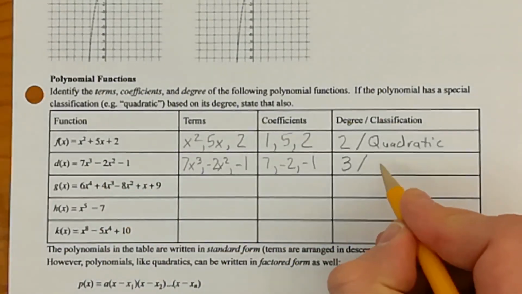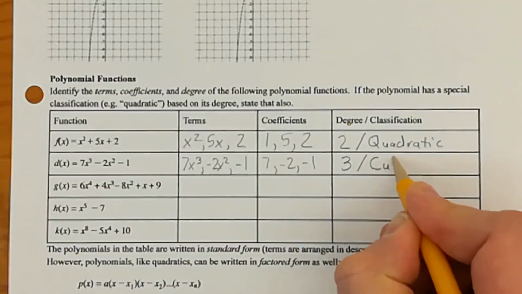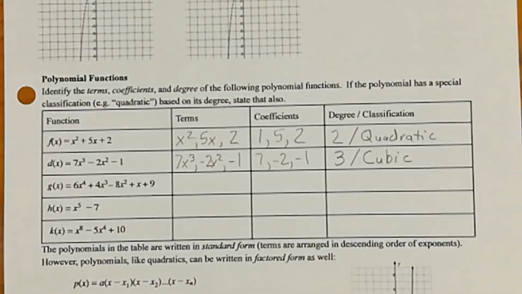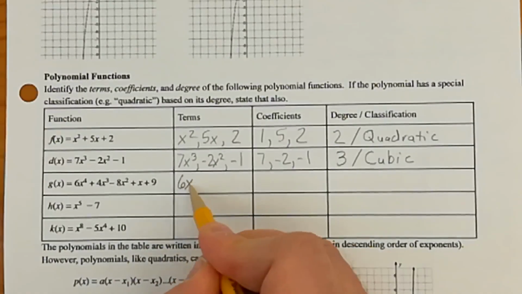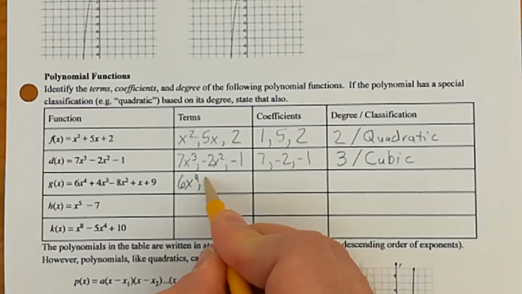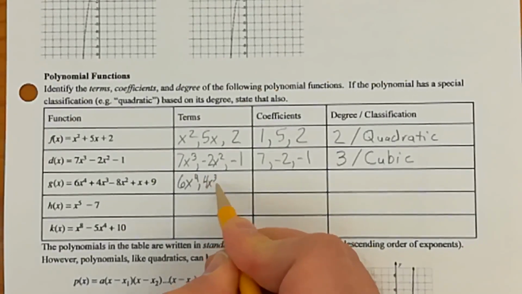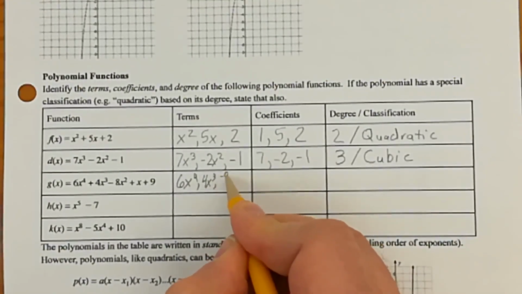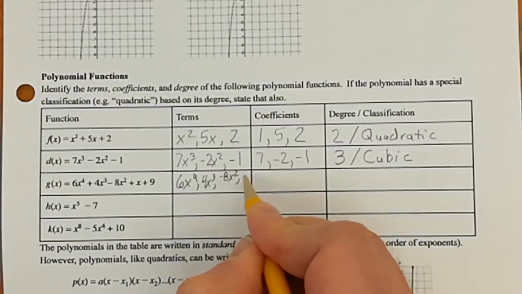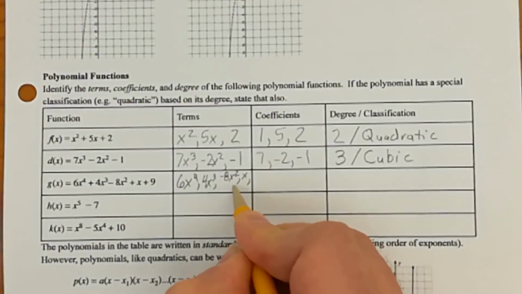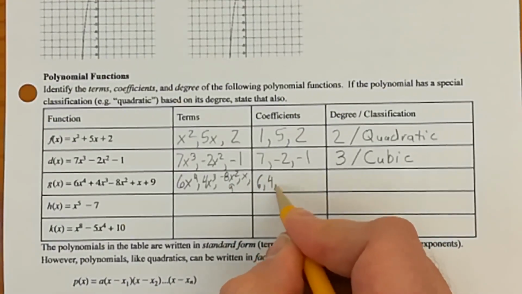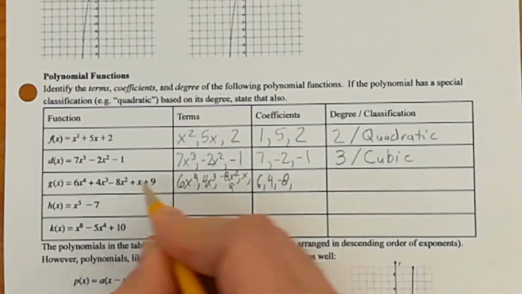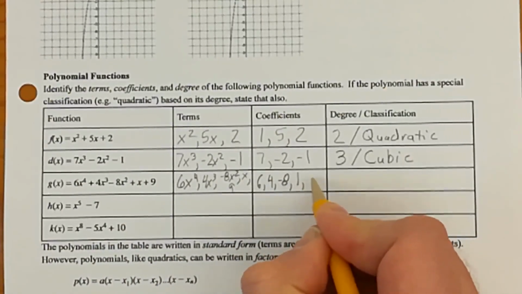This one has a special name, which you should have seen on the last video, the graphs of cubic. So this is called a cubic polynomial function. All right, next one. The terms, well, really I should have written a little smaller here. I'm going to do this because I'm going to run out of room otherwise. Those are the terms. Coefficients: 6, 4, -8, 1, because of course it's not written down, and 9.